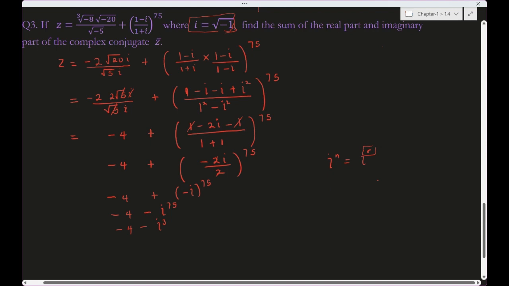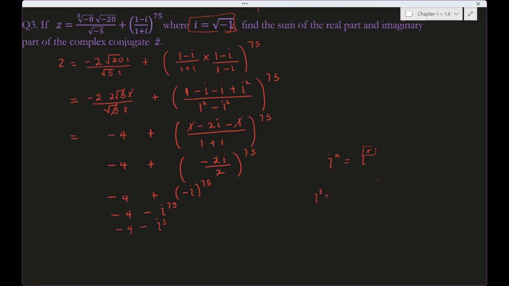Okay, now, but what is i cubed? We know that i to power 3 is the same thing as i to power 2 times i, and i to power 2 is minus 1. So you just end up having minus i. So this is minus i, and this will be minus 4 plus i. So this is our z. So z is just minus 4 plus i.